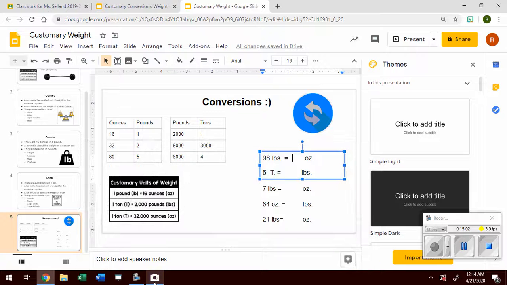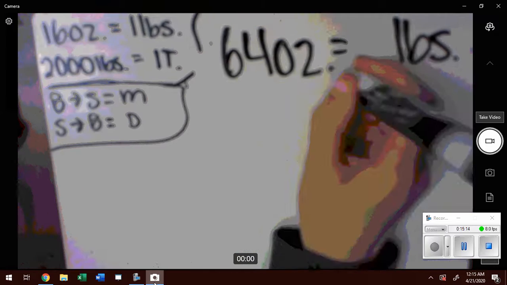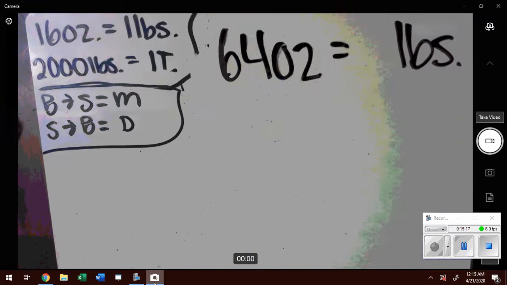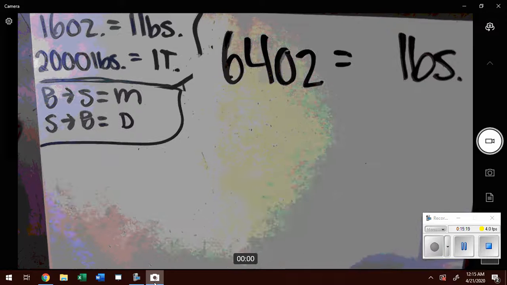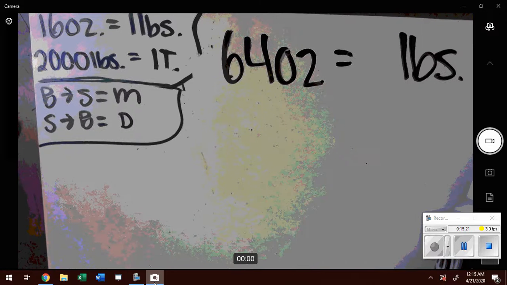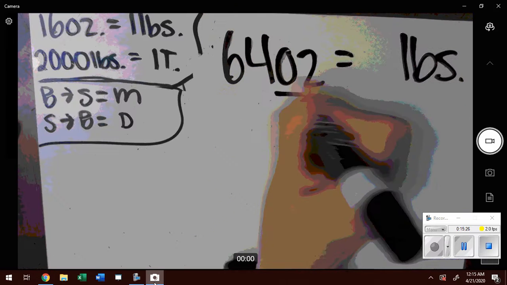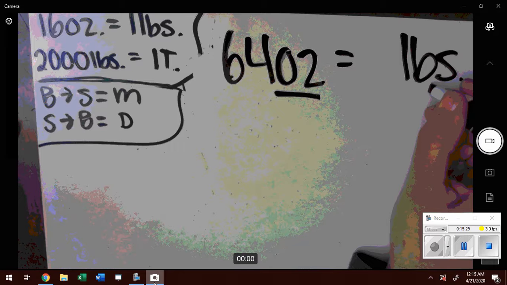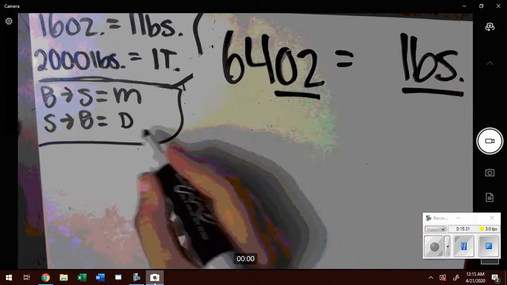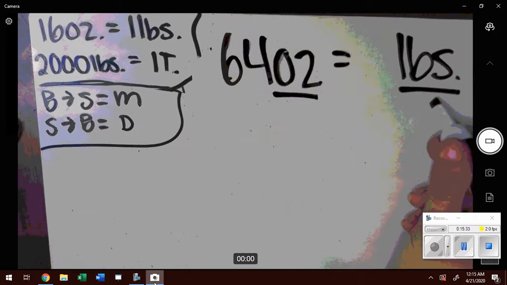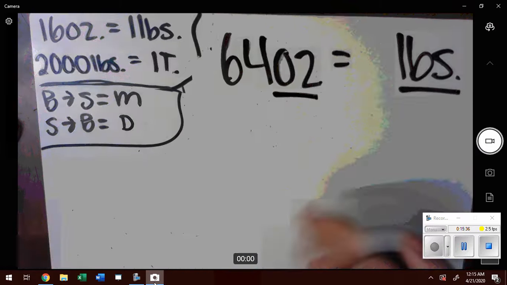All right. So now we have 64 ounces equals how many pounds? Okay, so first question I'm asking myself, am I going from a bigger unit to a smaller unit or a smaller unit to a bigger unit? In this problem, I know that an ounce is smaller than a pound, so I am going from a smaller unit to a bigger unit. So I know that I'm going to have to divide.